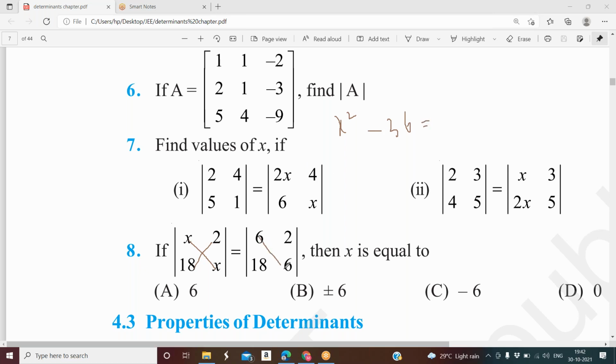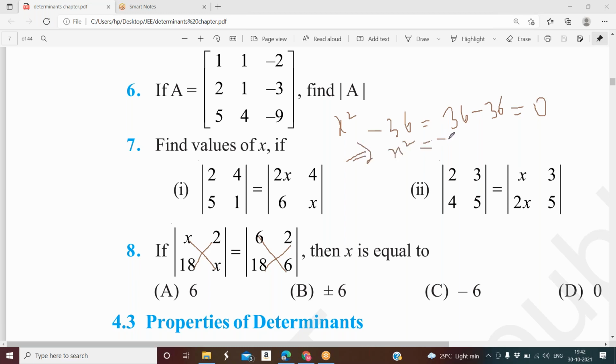Now come to the right hand side, expand the determinant given in the right hand side. So downward arrow minus upward arrow. 6 into 6, 36, right? So 36 minus 18 into 2, that is also 36. So 36 minus 36, 0. So what I'm getting is x square minus 36 equal to 0, which implies x square is 36.